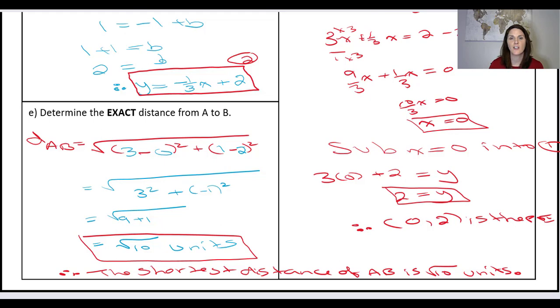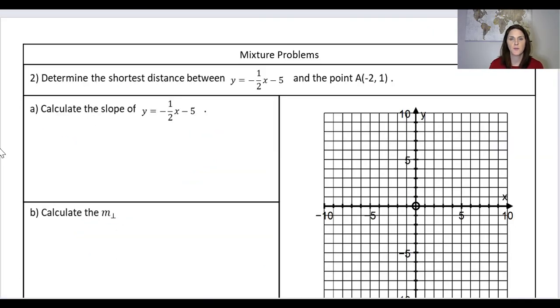Okay, let's go ahead and take a look at question number 2. Determine the shortest distance between y equals -1/2 x, subtract 5, and the point (-2, 1). Okay, so same idea as before, we're going to calculate the slope. So we're given the line segment, y equals -1/2 x, subtract 5. So m is equal to -1/2.